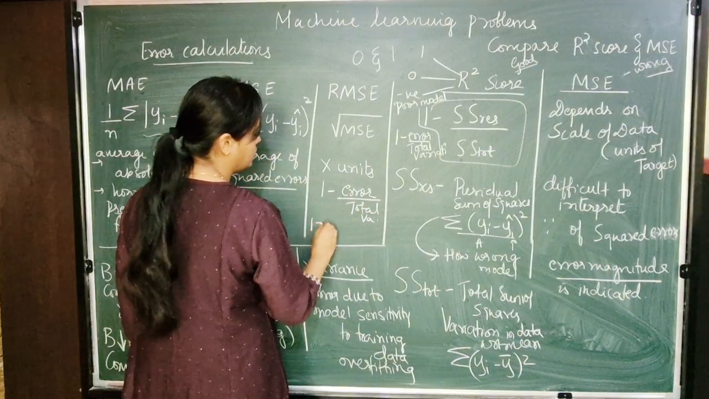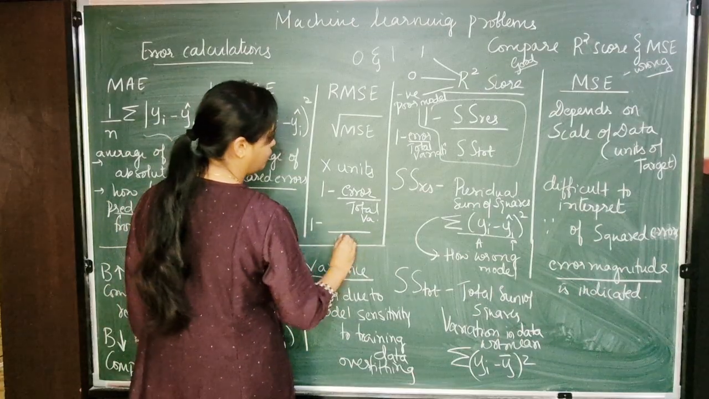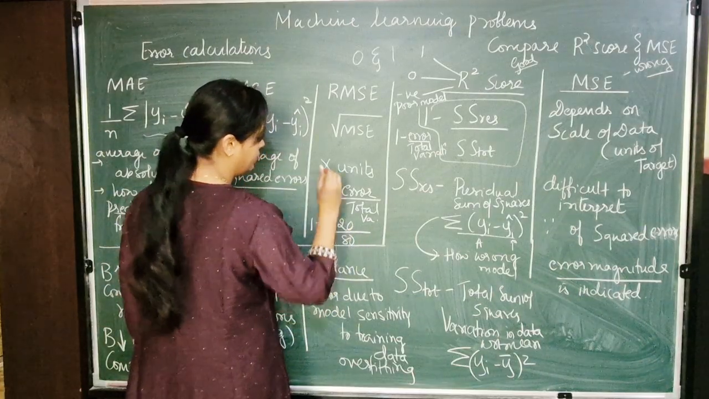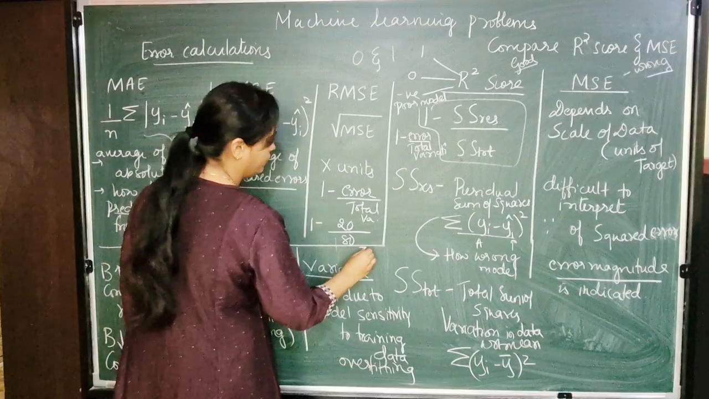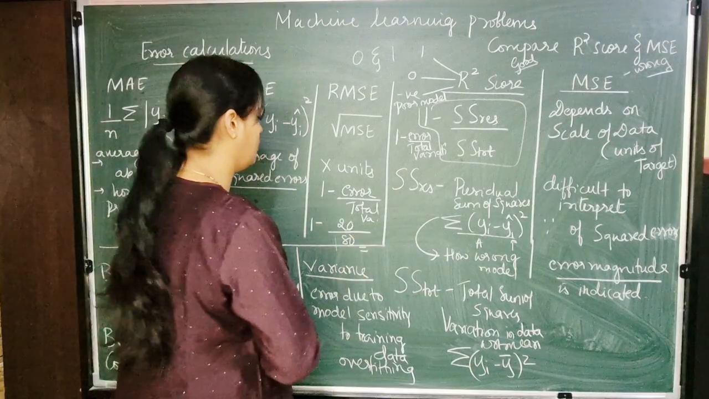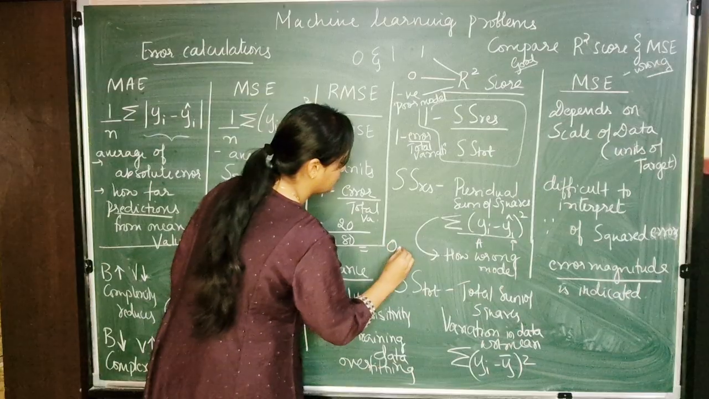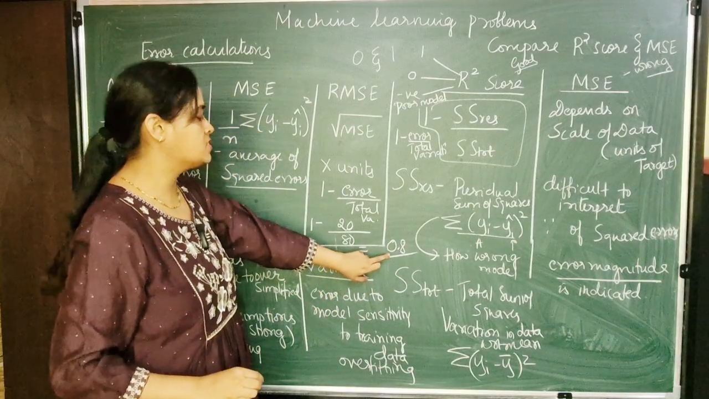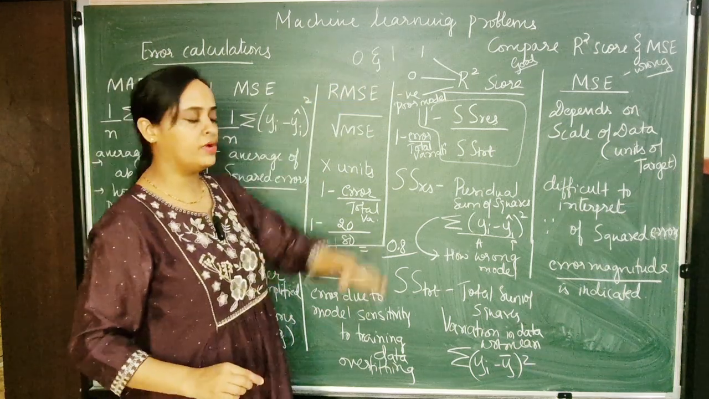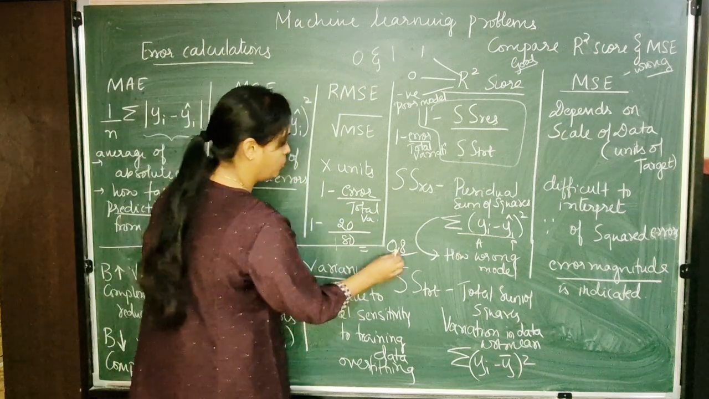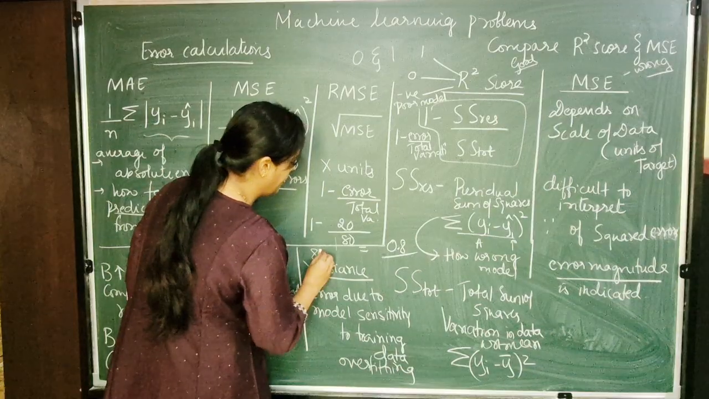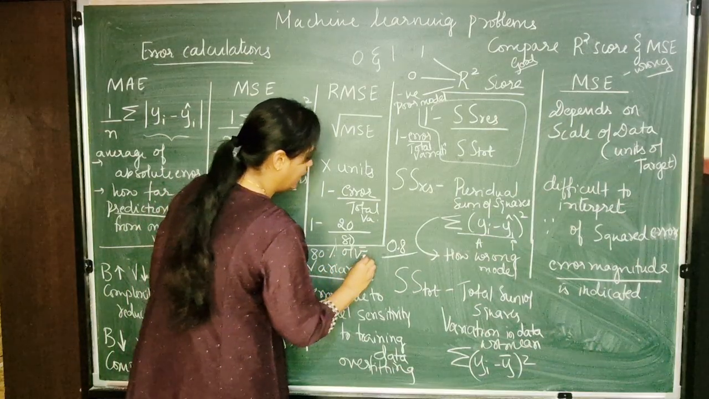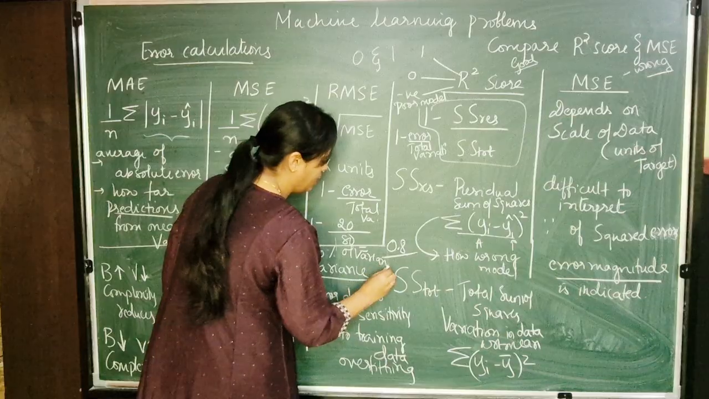Let's assume that out of 80, 20 is error. So if we do that, I think we will get the answer as 0.8. If R square is 0.8, that means this value is between 0 to 1, and 0.8 means 80% of the variance in the data.